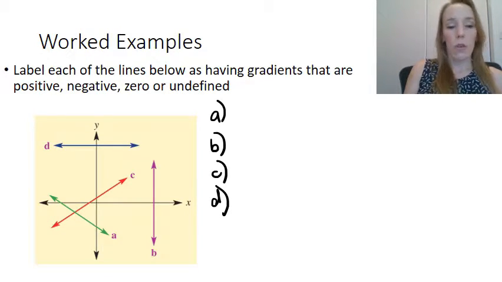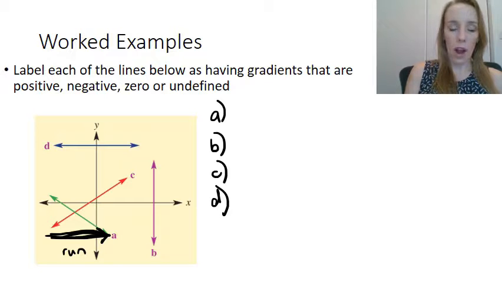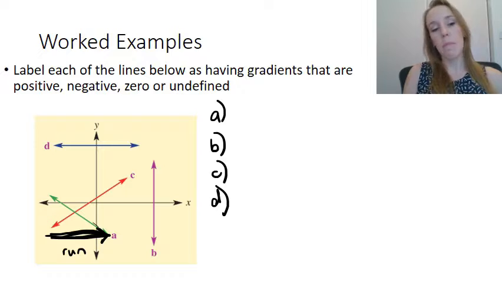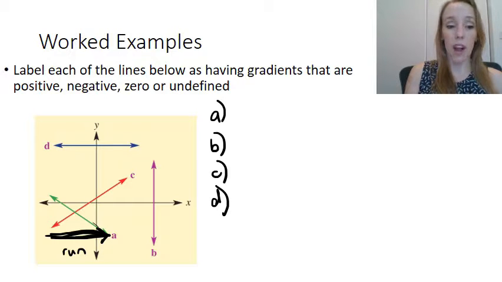So remember, our gradient is our rise over our run. So our run is our change in our x value. As we move along our line, from left to right, is x getting bigger or smaller? Well, as we move left to right, x is actually getting smaller. So that means it's a negative gradient. So A is a negative gradient.